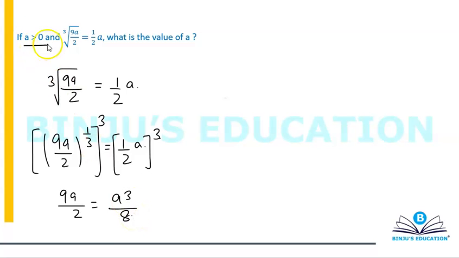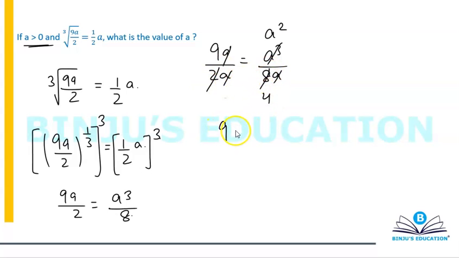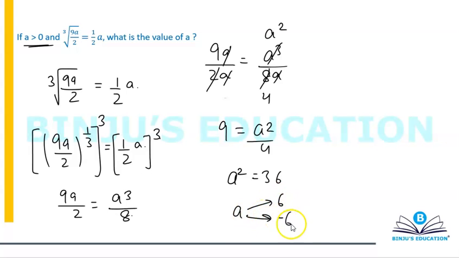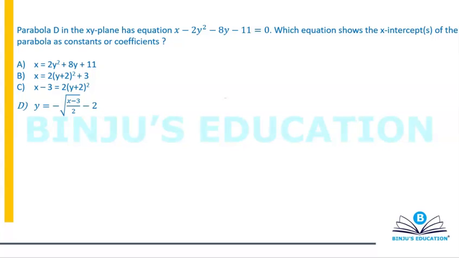Now it's given to me that a is positive, which means I can divide both sides by a, and this will basically become a square, and I can cancel this will become 4. So 9 is equal to a square by 4. So a square is equal to 36. So I'm going to get two values of a. One is 6, another is negative 6. Now it's given to me that a is positive, which means I can't take a equal to negative 6. So my answer is simply a is equal to 6. Good, well done. Okay, draw this next one, please.